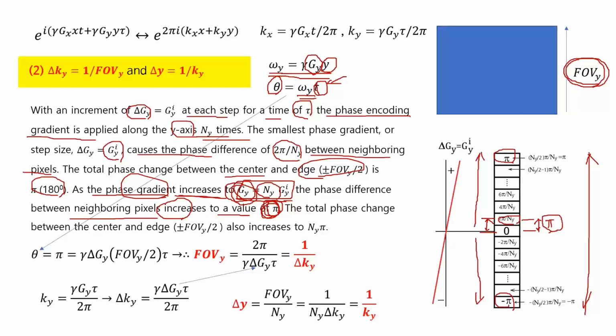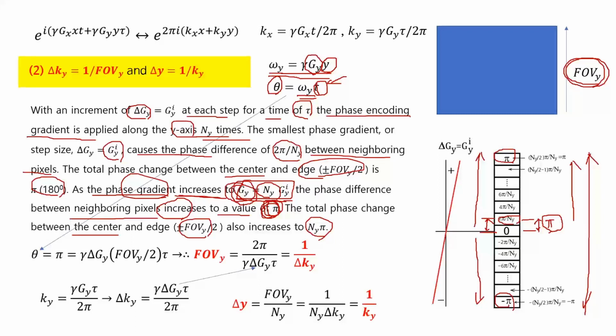Okay. So the total phase change between the center and edge is Ny pi. So totally 2 Ny pi. Okay.